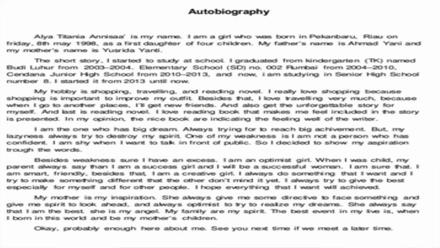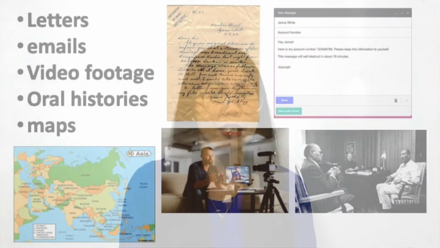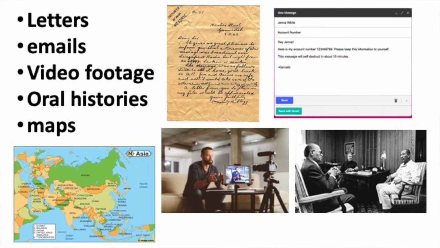Let's have an example like that. As you can see here, the owner of this story is also the one who wrote it. Other examples of primary sources are letters, emails, video footage, oral histories, and maps. Also, these primary sources can be supported by data from secondary sources.